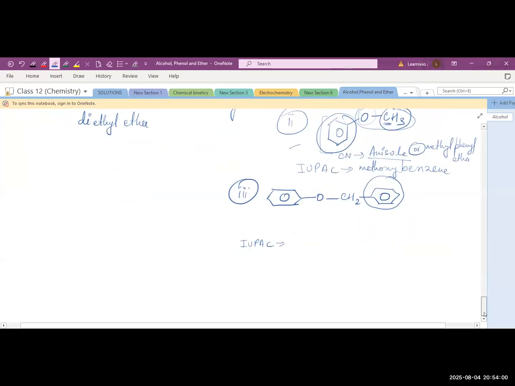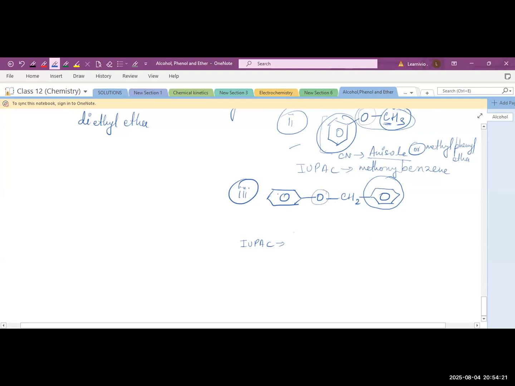Ma'am, how did phenyl come in the name? I didn't understand that part. It was benzyl phenyl ether, right? Benzyl, you can see there is an OCH2 group over here, right? For this we will use ethyl, we will use ether, right?